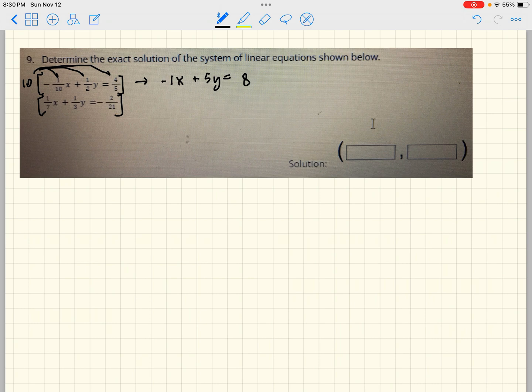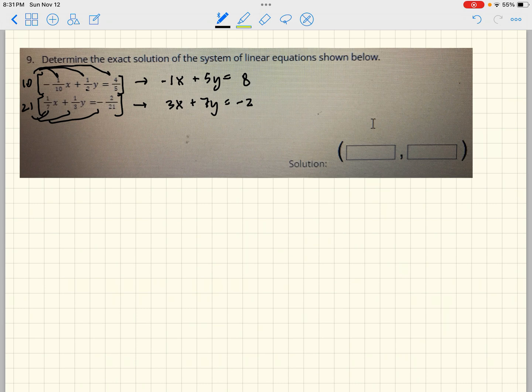Now the bottom one, you see we got 7, 3, and 21. Well, a number that will get rid of all those is 21. So I'm going to multiply each of those by 21. So 21 divided by 7 is 3, 3 times 1 is positive 3x. 21 divided by 3 is 7. 7 times 1 is 7y. And then 21 divided by 21 is 1 times negative 2 is negative 2. All right, now this system of equations looks a lot simpler to deal with.